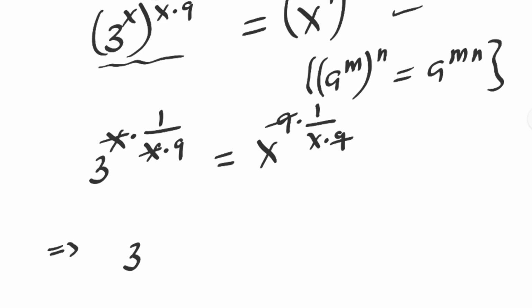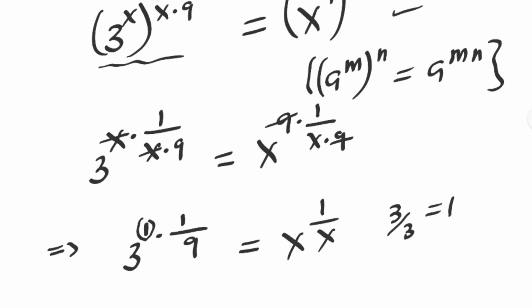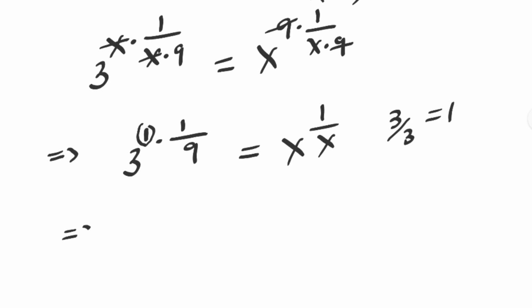3 raised to the power of 1 over 9, then let's say this is to the power of 1, is equal to x raised to the power of 1 over x. Now here, if you have 3 over 3, this is equal to 1. Let us transform this. This is 3 raised to the power of 3 over 3 multiplied by 1 over 9 is equal to x raised to the power of 1 over x.